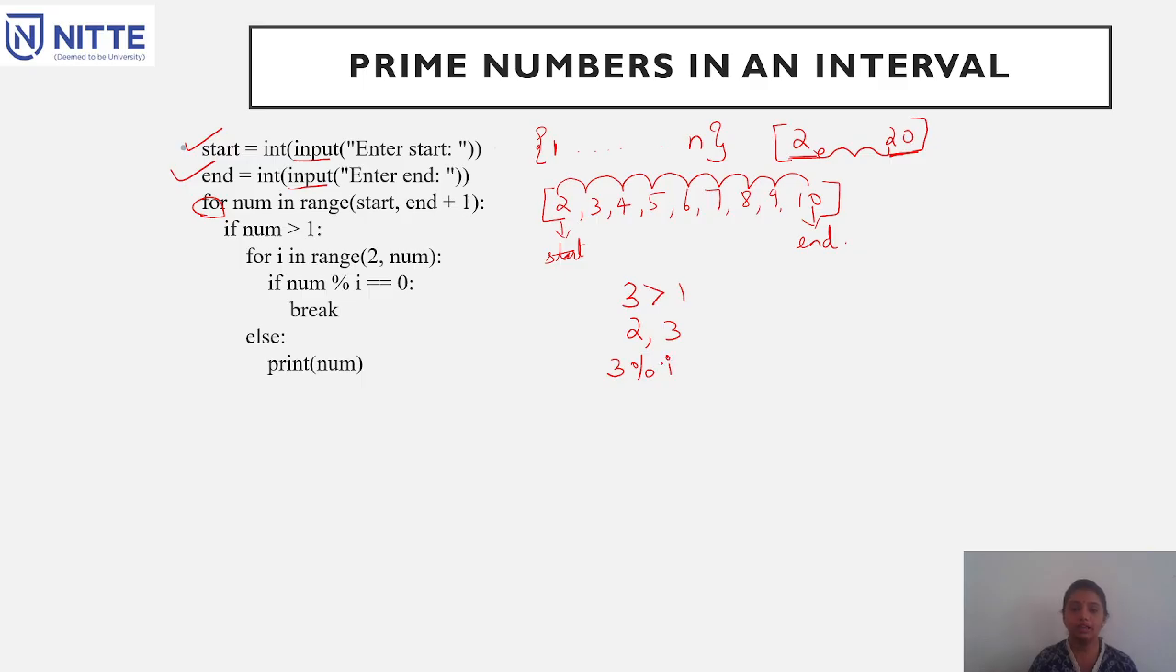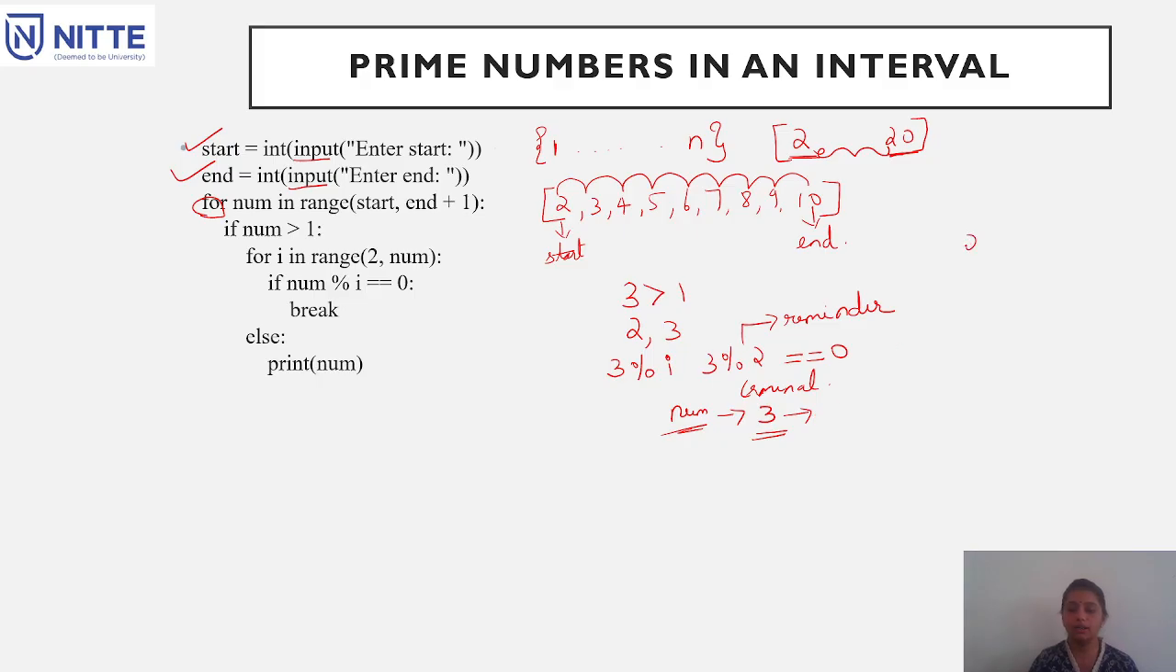If num, so what is num? Num is 3. 3 modulus of i. So where is i now? i is at your starting digit. So 3 mod 2. When the mod is there, we have to check the remainder value. If it is equal to 0, break, that is, terminate over here. If not, I have to print the num value. So what is my num value? Num value is 3. So 3 is a prime number.